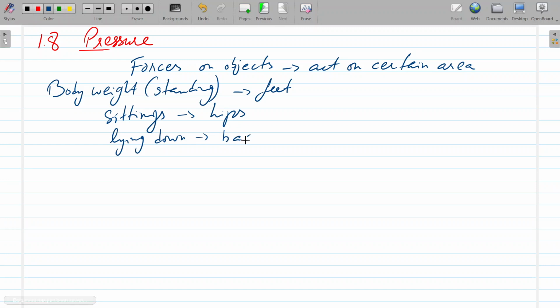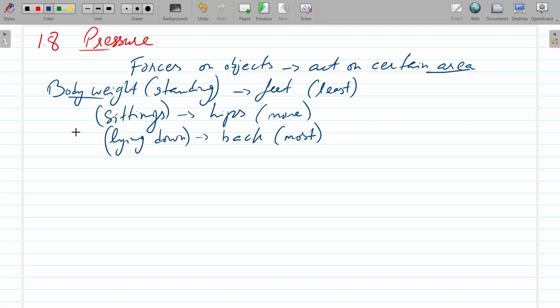Right? On your back. Now, in terms of area, which of these three has the least area? Feet. Yeah, this is least. Your hips are second, so more area than the feet. And when you're lying down, your back is obviously covering the most area. Now, in all three situations, the force that is acting is your body weight, right?